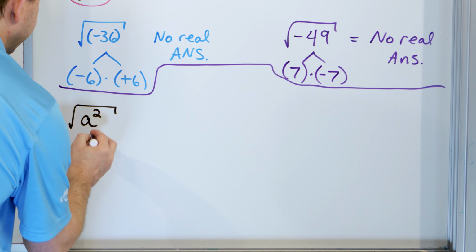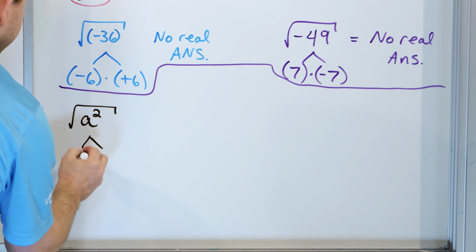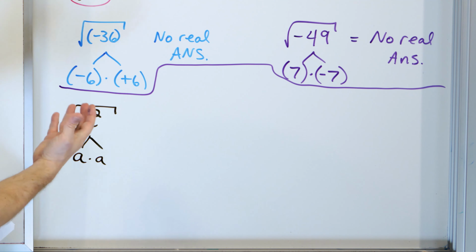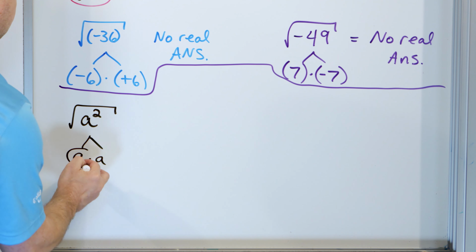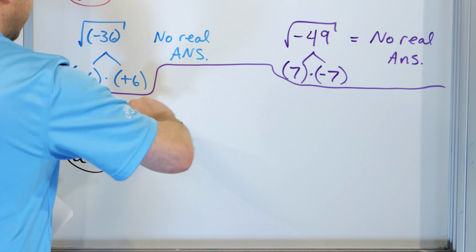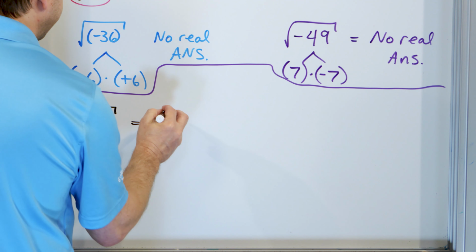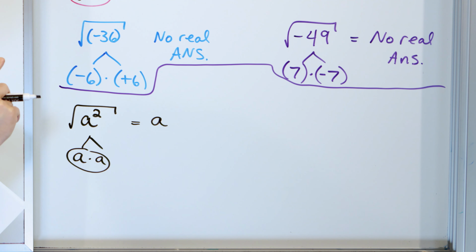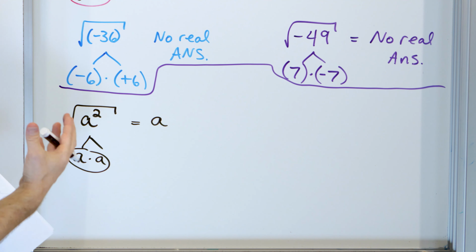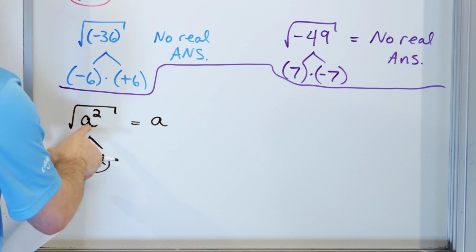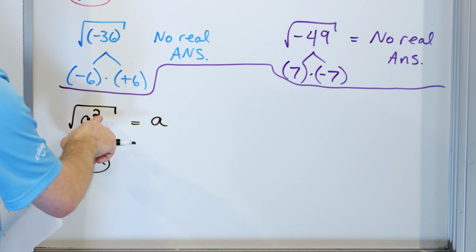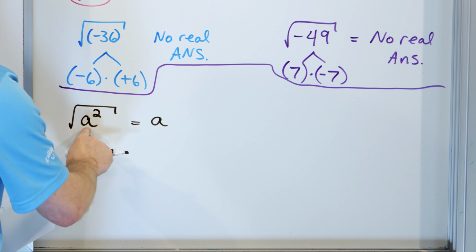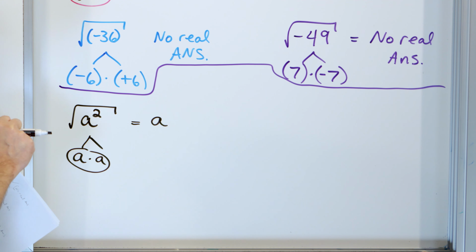Well, we do the same thing we always do. We try to build a factor tree. A squared is a times a, and we look for pairs, so we circle this because this is a pair, and we pull it out once, and so the answer is a. But there's a but here that we will get to in a lot more detail later. You see what's going on here? The square root kind of cancels with the square, giving me just what's under there. But we have to be a little bit careful.